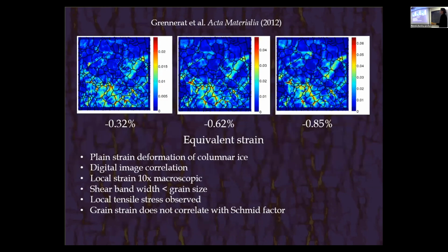And this is a similar result, Grennerat et al. 2012. This is ice. Again, they have a big piece of columnar ice, with the camera pointed at it, and they strain it, and they see the same result. Basically, they see incipient shear bands developing at more or less 45 degrees. And the local strain within them was 10 times that of the macroscopic strain. They found locally tensile strains within their images. And the grain strain, again, did not correlate with the Schmid factor of the grains.